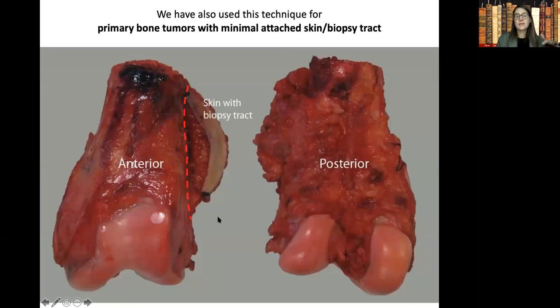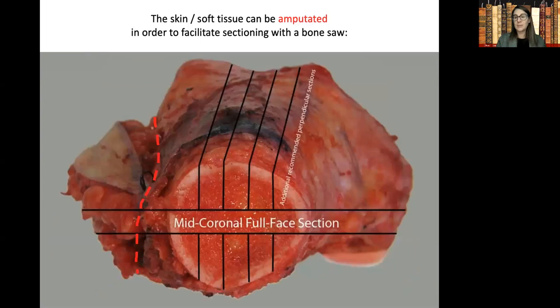We've also used this technique for primary bone tumors with minimal attached skin. I know we showed you a drastic example of an arm amputation, but you can also use this when there's very little skin, as in this case, where there's just skin with a biopsy tract in this distal femur, again for osteosarcoma. Here it's seen from the anterior and posterior views. So what we would do is essentially amputate where that red dotted line is, removing the skin and the biopsy tract, because we've looked at our radiology and shown that the tumor is essentially all on the bone.